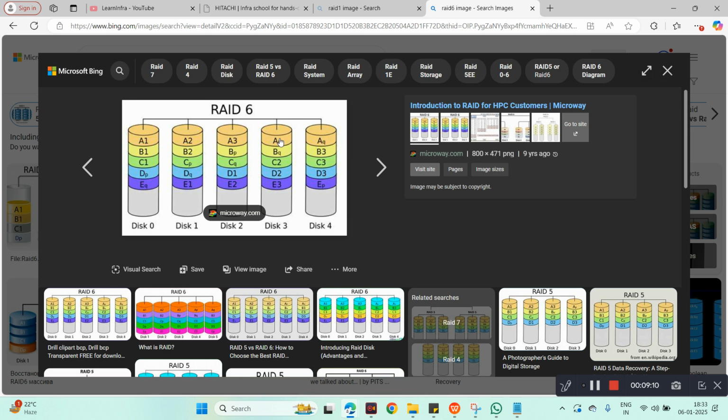The only difference is, in RAID 5 it was reading the data and reading the parity. Here it will read the data and read the parity twice because there are 2 parities. So 3 reads, and it will write the changed data and write the 2 parities. So 3 read IOs and 3 write IOs. That means the write penalty would be 6 here. The write penalty will be 6 in case of RAID 6.